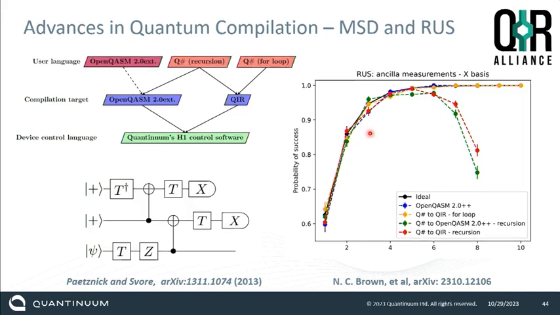Magic is very expensive, so once you have a magic resource, you better spend it wisely. And these repeat until success protocols try to achieve that. So they implement different unitaries by using ancillas.